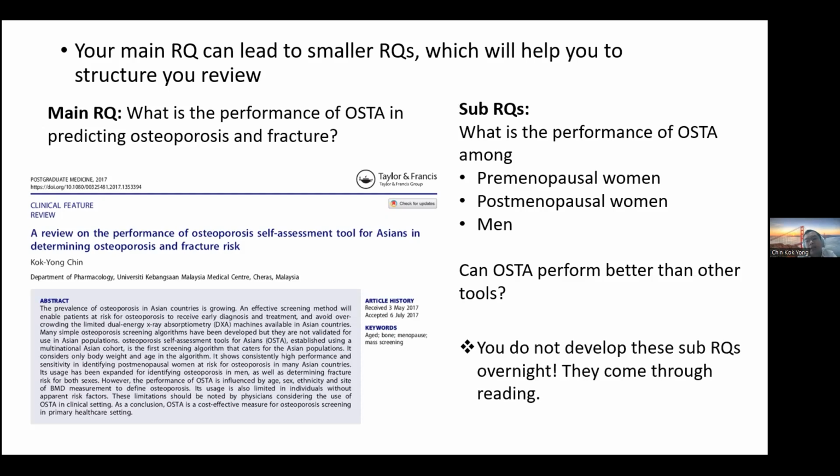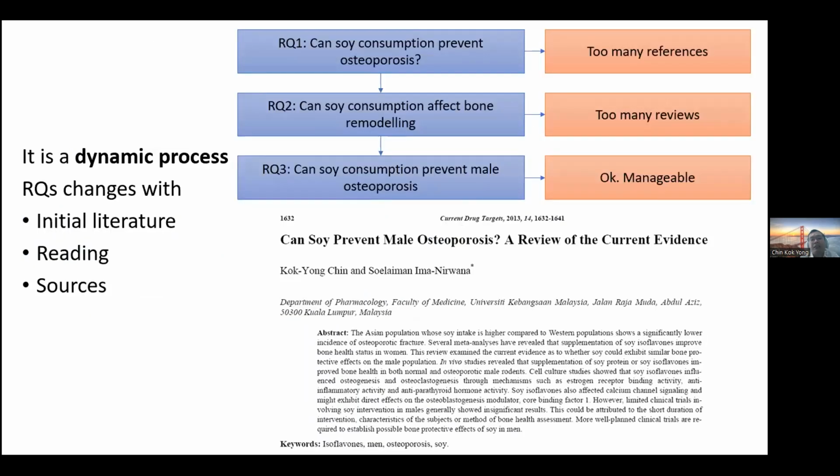This kind of sub-research question does not develop overnight. They appear when you go through the literature, and they will help you to structure your content later. Formulating your research questions is not a straightforward process. You do not develop them overnight, and they might change throughout the course of your reading, screening or searching. So it is a dynamic process.